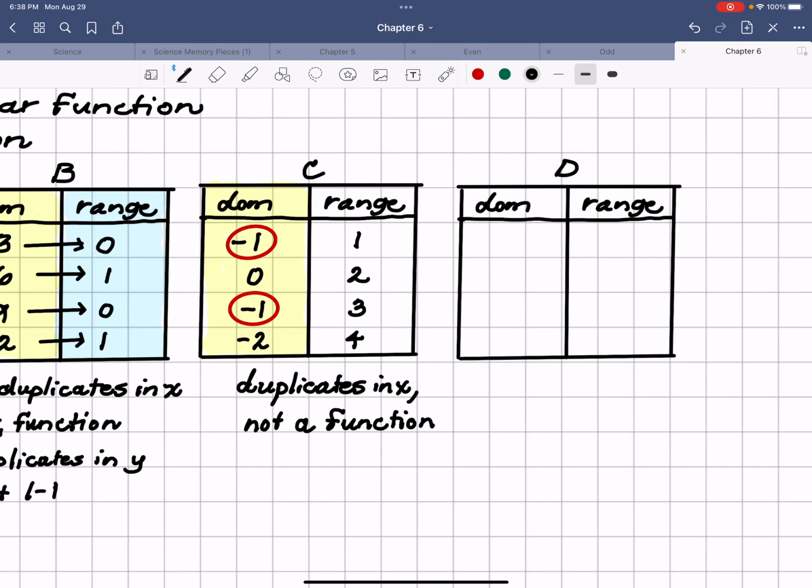Well, I say that. That's not exactly true. This is one-to-one because all the values are different in y. But it's not a function to start with, so we don't have to worry about that.